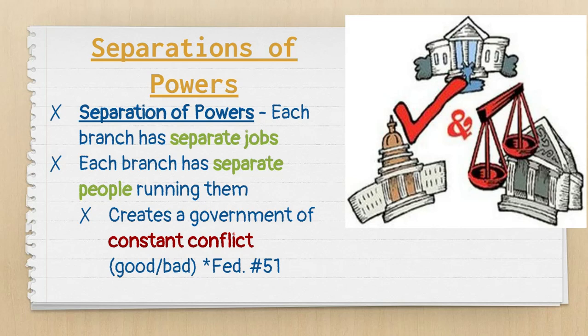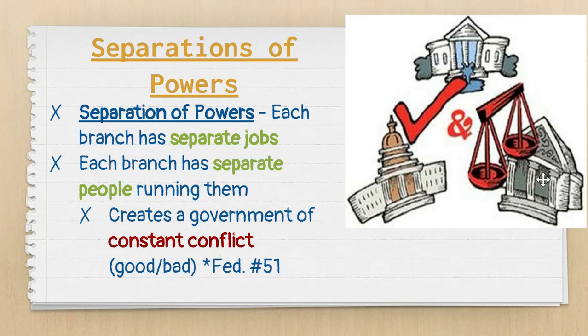So if you look back at our Enlightenment thinkers, you had John Locke and you had people like Jean-Jacques Rousseau who had that idea of we should have separate branches and we should have separate people running those branches, which is exactly what you get in our government. Does the president make a lot of decisions? Absolutely, but they do not have unilateral power like a king or a queen would. It creates a government of constant conflict, if you think about it, where each branch kind of needs to be on board in order for something to get done. And that was brought up in Federalist Paper 51.